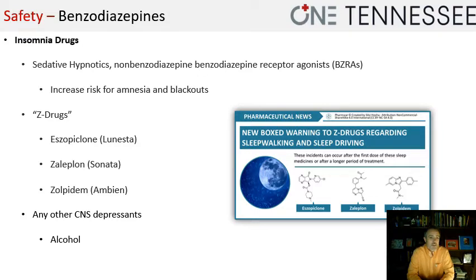So there's a new black box warning on the Z drugs regarding sleepwalking and sleep driving, which basically says if you've experienced amnesia or blackouts while using any of the Z drugs, that is a contraindication to continuing to take that specific Z drug and any other drug in the class. So keep that in mind. But using any of these drugs, including alcohol, with benzodiazepines increases the risk for that overt CNS depression.